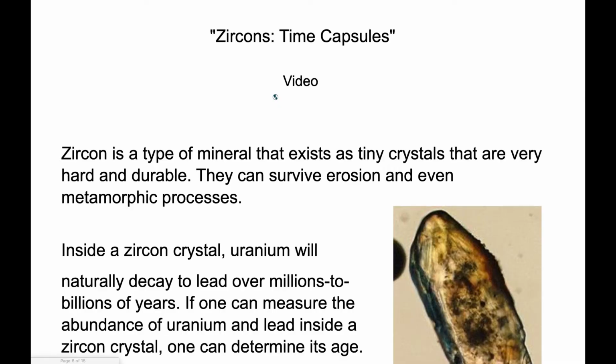The first thing we need to talk about is something called a zircon, because zircons are really special minerals that can help us figure out exactly how old certain rocks are. So a zircon is a type of mineral that exists as tiny crystals that are extremely hard and durable, so they're going to last a long time. They can survive erosion, they can even survive metamorphic processes.